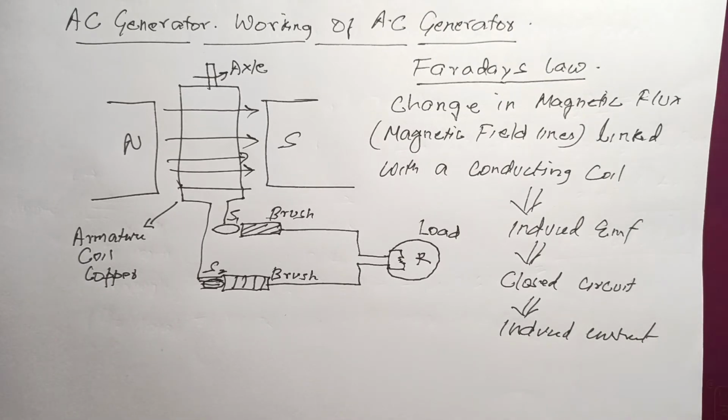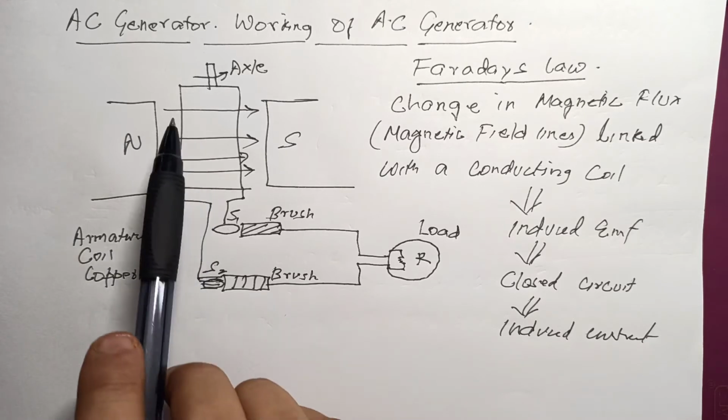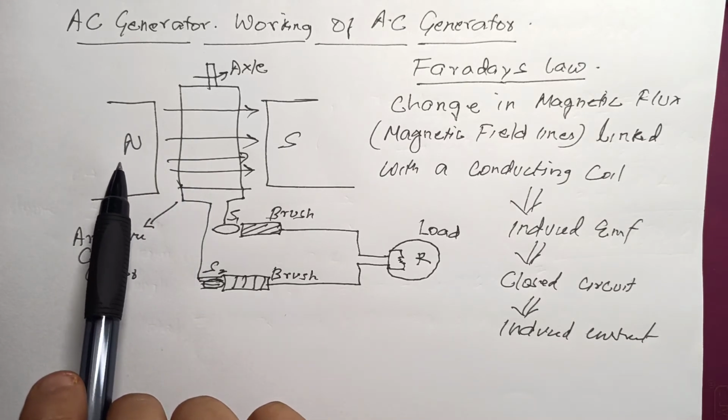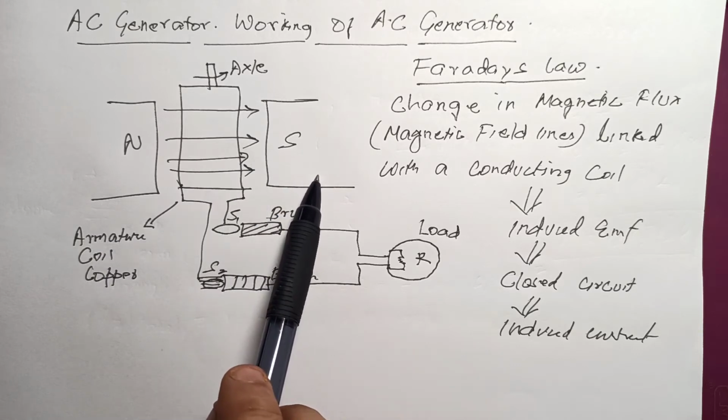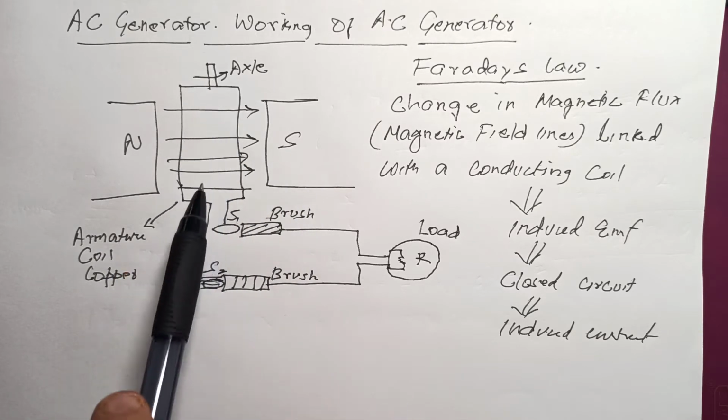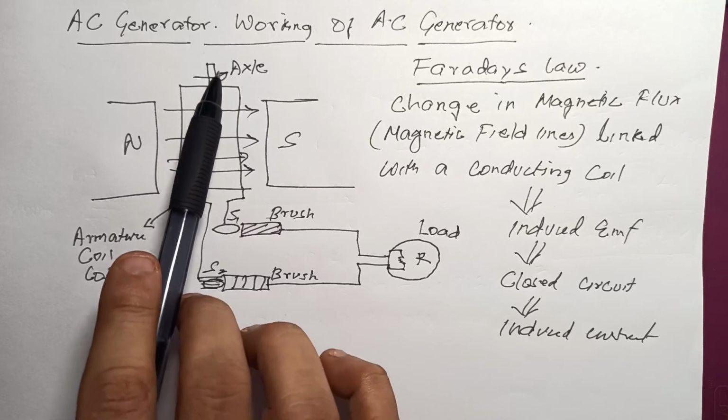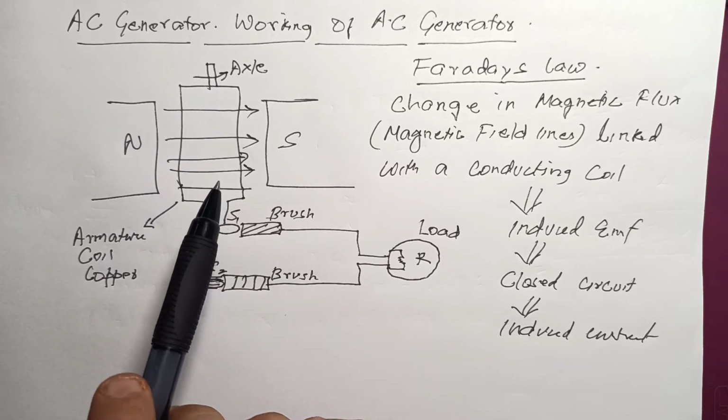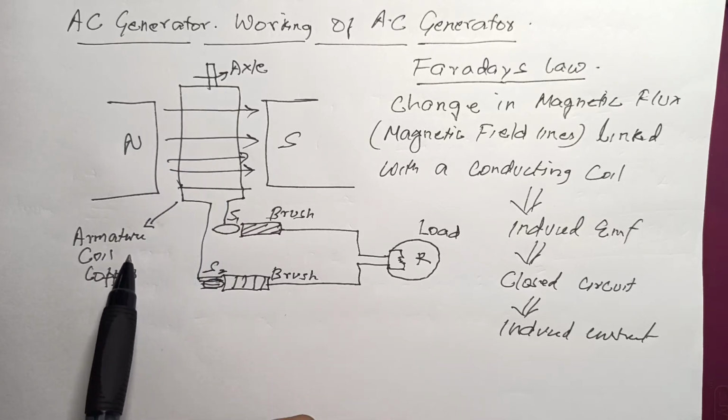Hi students. So in this lecture we will talk about the working of the AC generator. Now as you can see in this figure, the construction of the AC generator is something like this. You have a magnet with north and south pole here. Then you have a sort of a shaft with an axle at the top. The armature is of copper coil, correct?